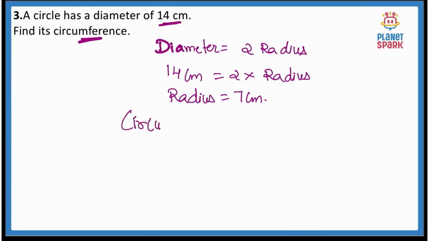But let me give you a tip also. If I'm given the diameter, I can directly find out the circumference. We can use the formula pi d in this case. But if you get confused between two formulas, you can just simply remember 2 pi r as the formula.